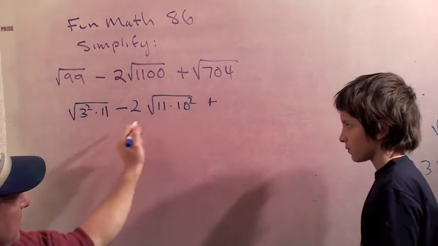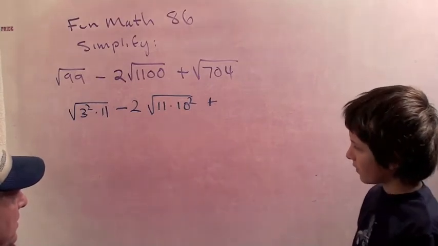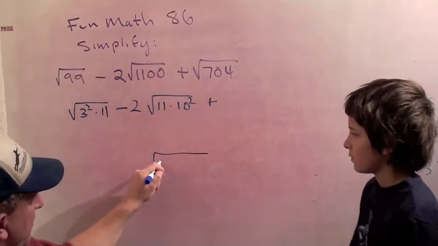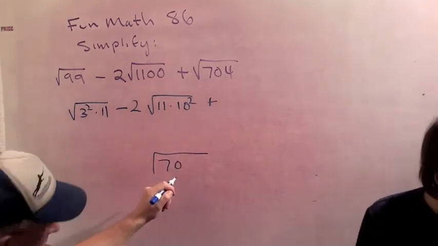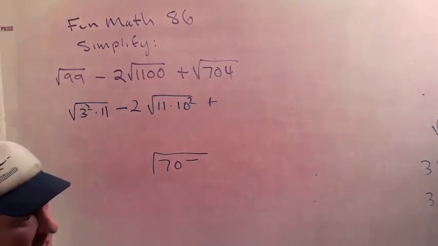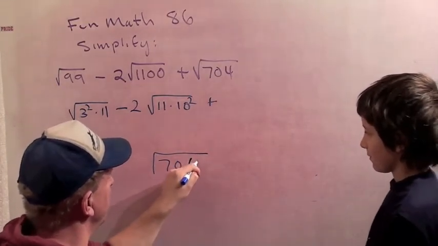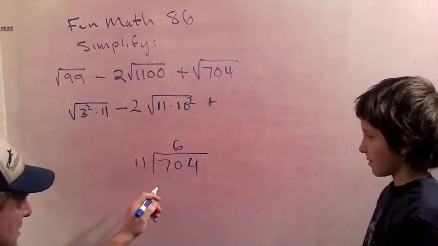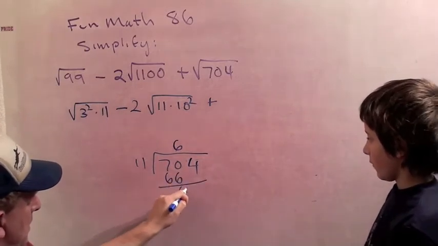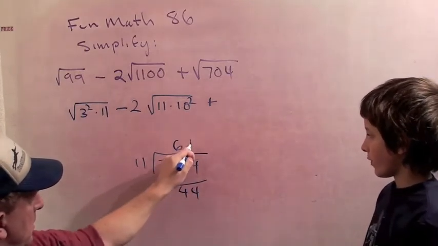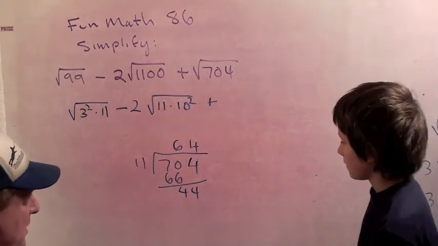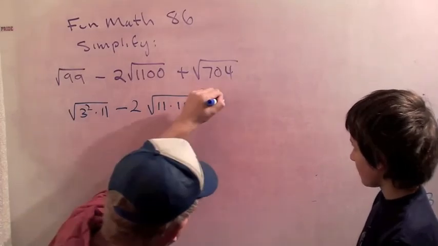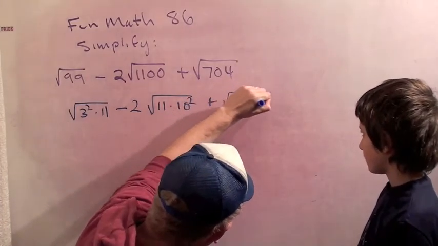From these two expressions, do you have a guess of something that might go into 704? 11. Okay, so let's quickly divide 704 by 11. Can you find my eraser? I need it because I wrote 705. 704 divided by 11. 11 into 70 is 6 times. 11 times 4 is 44. So 11 times 64 is 704. It's 11 times 8 squared. So this is the square root of 8 squared times 11.